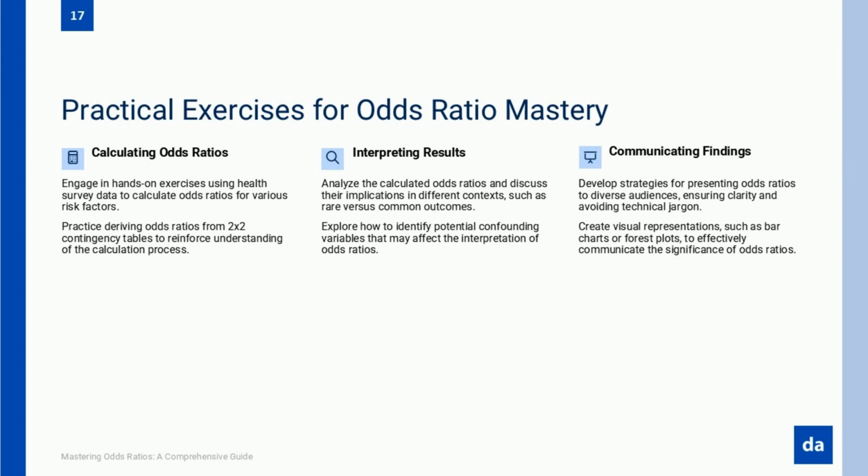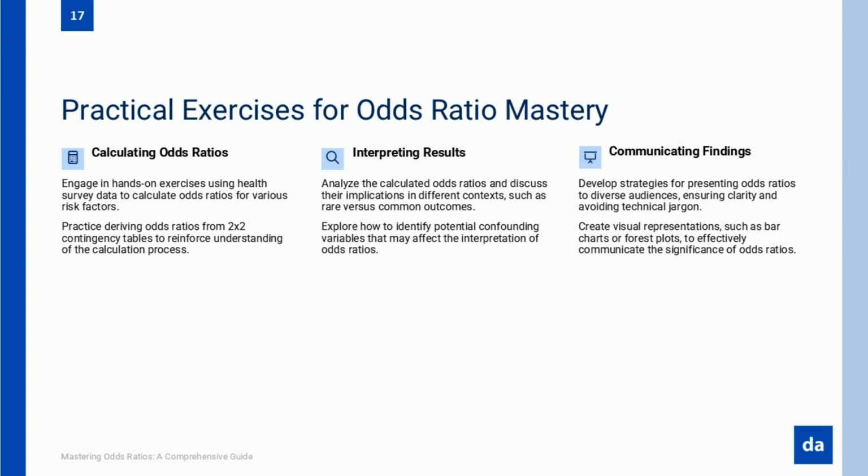Our first exercise draws from a health survey dataset where we'll examine the relationship between smoking habits and the development of lung cancer. Imagine you have data from 1,000 participants with 500 smokers and 500 non-smokers. Among the smokers, 50 have developed lung cancer, while among non-smokers, 10 have developed the disease. Your task is to calculate the odds ratio and interpret its meaning in this context. Remember to consider the confidence intervals and statistical significance of your results.